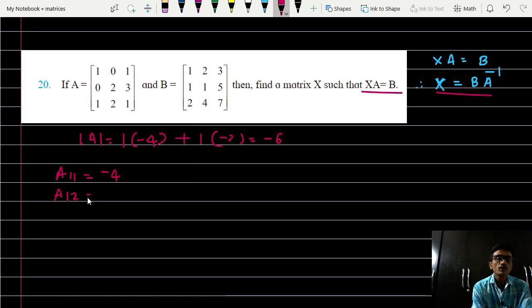A12 is equal to minus of M12, मतलब फर्स्ट रो और सेकंड कॉलम डिलीट करना है. 0 3 और 1 1 इसका एक्सपेंशन ये आएगा -3. तो उसका अपोजिट साइन +3. फिर A13 is equal to M13. फर्स्ट रो और थर्ड कॉलम डिलीट करना है. तो ये एलिमेंट्स है 0 2 और 1 2. तो एक्सपेंशन विल बी -2.